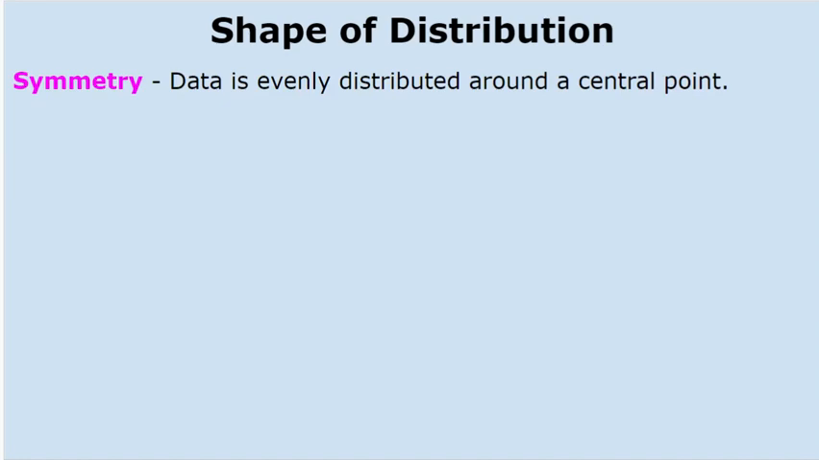The first of these five terms is symmetry. Symmetry suggests the data is evenly distributed around a central point. Symmetry is probably much more easily visualized or seen than described.